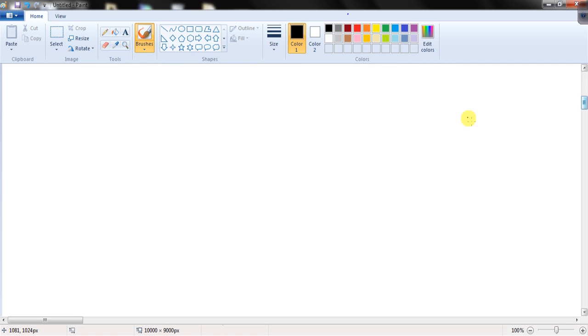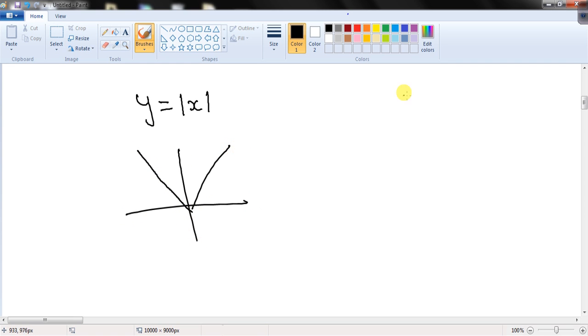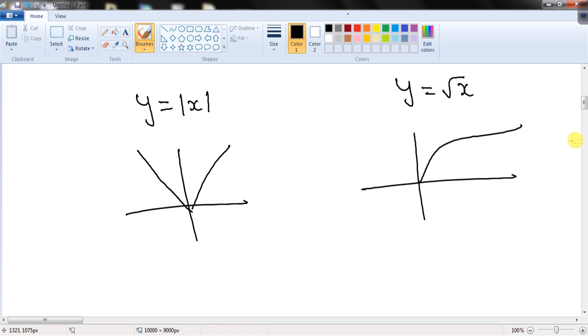Next is the modulus function, that is y is equal to the absolute value of x. The shape of the absolute value function is this. Next is the square root function, y is equal to square root of x. So the graph of the square root function is this.